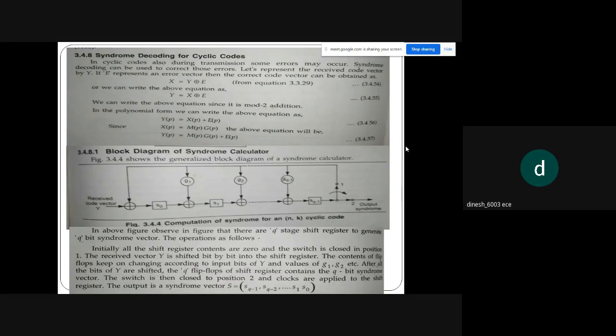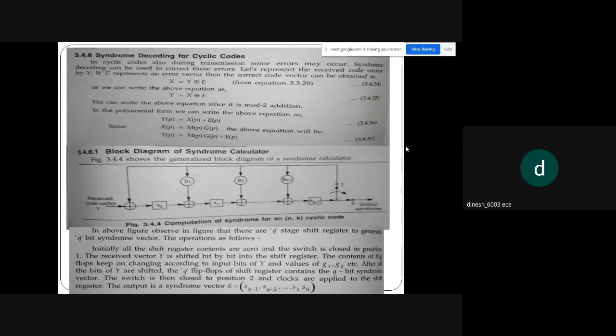In the polynomial form, we can write the above equations as Y of P is equal to X of P plus E of P. Since X of P is M of P into G of P, where G is the generator polynomial and M of P the message bits, we get Y of P is equal to M of P into G of P plus E of P. So this becomes your decoding polynomial at the receiver.